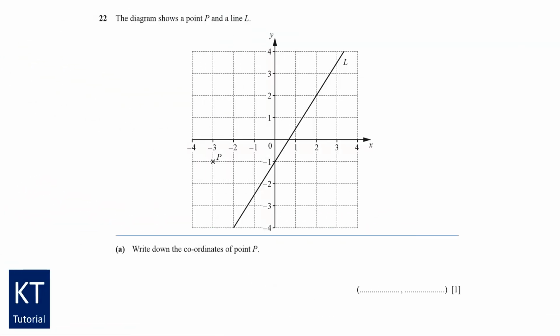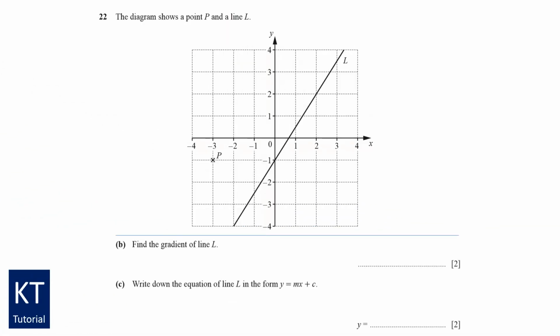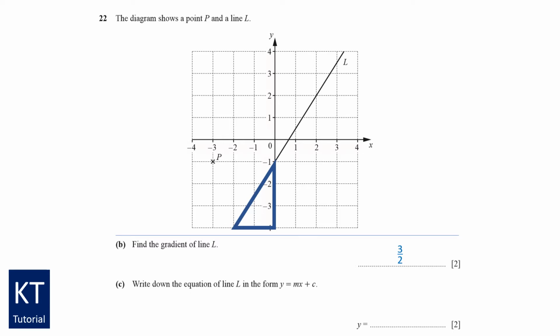Question 22. The diagram shows a point P and a line L. Write down the coordinates of point P. The coordinates is purely a matchup of where it is against the x-axis and the y-axis respectively. Next, find the gradient of line L. This would be the proportion of y against x for that line, which is 3/2.